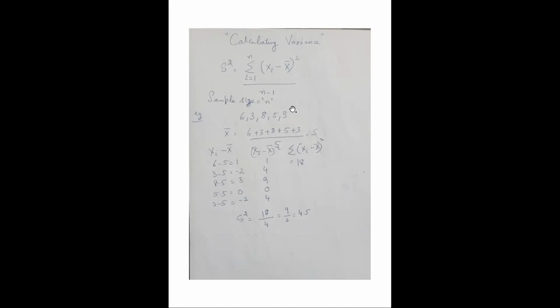How many sample values, how many elements are there? N is 5, so n minus 1 is 4, and you will have to divide by 4. So 18 by 4, it is 4.5. So this is how you can calculate the variance or standard deviation, right? And you can calculate the expected value, correct?